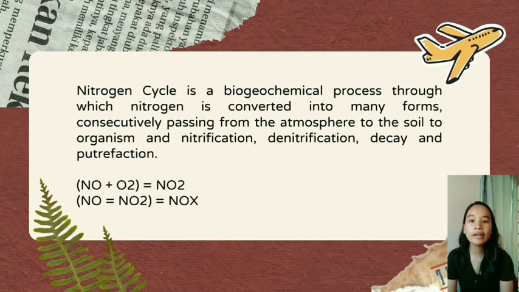In the air, nitric oxide reacts with oxygen to form nitrogen dioxide. Collectively, nitric oxide and nitrogen dioxide are called nitrogen oxides. Nitrogen oxides are a family of poisonous and highly reactive gases. These gases form when fuel is burned at high temperature.